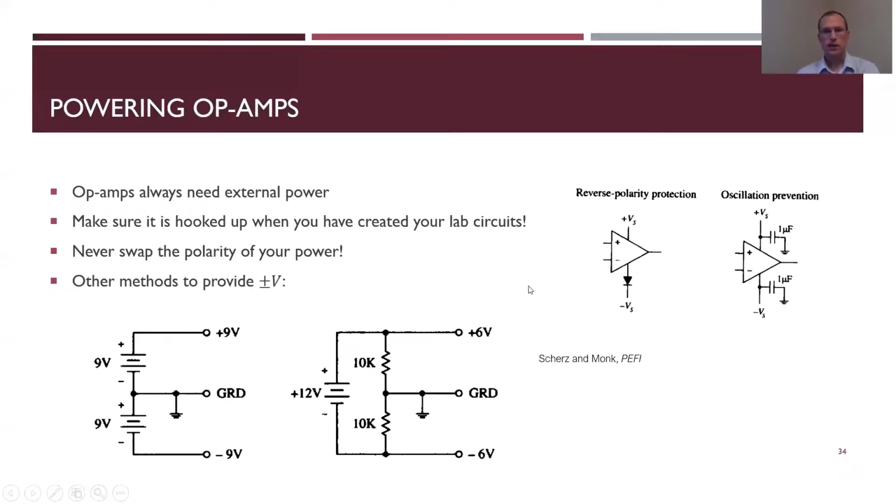These always need external power, so I'm always going to need some positive voltage source on one side and a negative voltage source on the other. Make sure you actually hook up those connections as well, otherwise it's not going to work. And don't swap the polarities: make sure your positive voltage is joined to the positive side and your negative voltage is joined to the negative side. Otherwise bad things might happen. If you want, you can put a diode in there to protect it from reverse polarity. The diode's going to stop any negative voltage coming in from one direction.